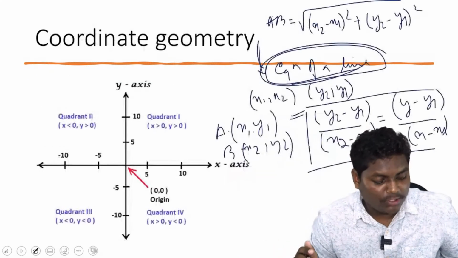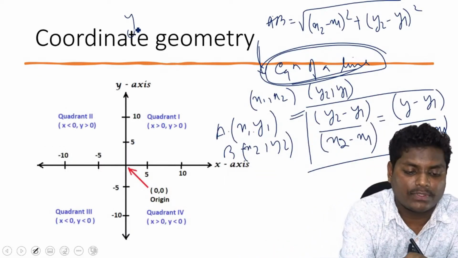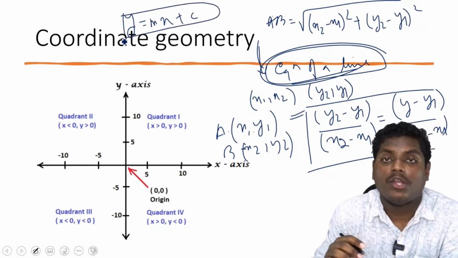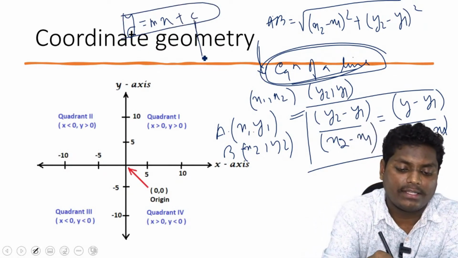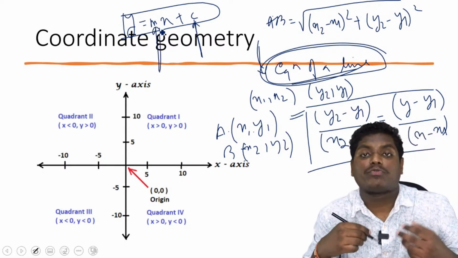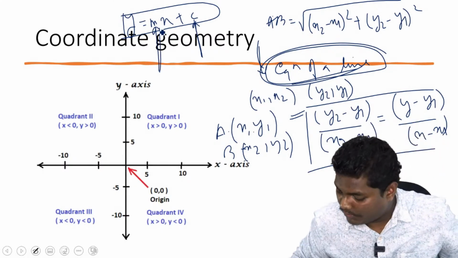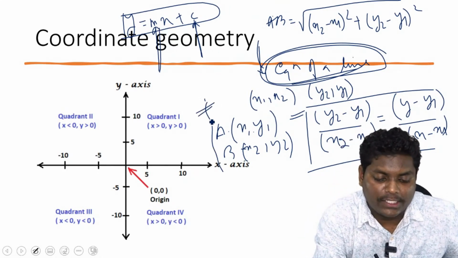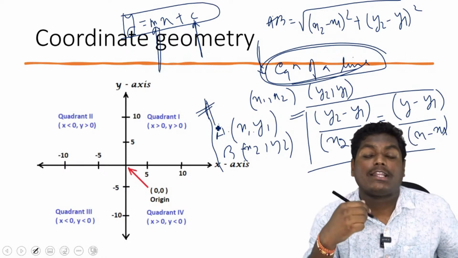Yes, Sanchari, we can also use this formula, y equal to mx plus c. Correct. We can also use y equal to mx plus c, where c is the y-intercept and m is the slope. If the slope is given to you, you can also use that formula. But since I'm specifically talking about this formula, because you will be getting a lot of questions on this.